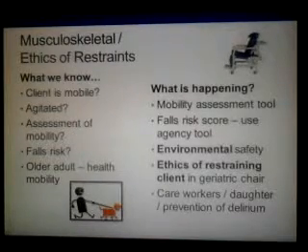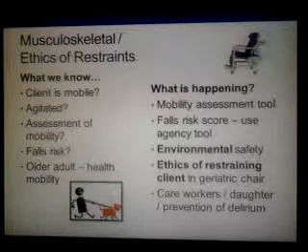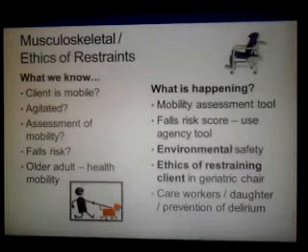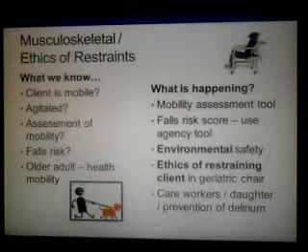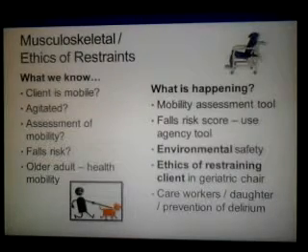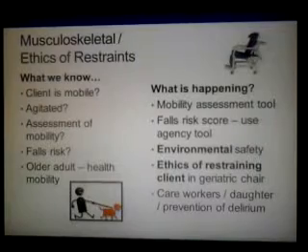So what we know is the client is potentially mobile. She's trying to get up, agitated. Was there a mobility assessment done? What is her falls risk? We want to know whether there are assessment tools in place and a falls risk score, whether it's been completed. Environmentally is part of keeping her safe on delirium watch. We want to look at the ethics of restraining a client in a geriatric chair. And again, we need more information from her care workers and her daughter.